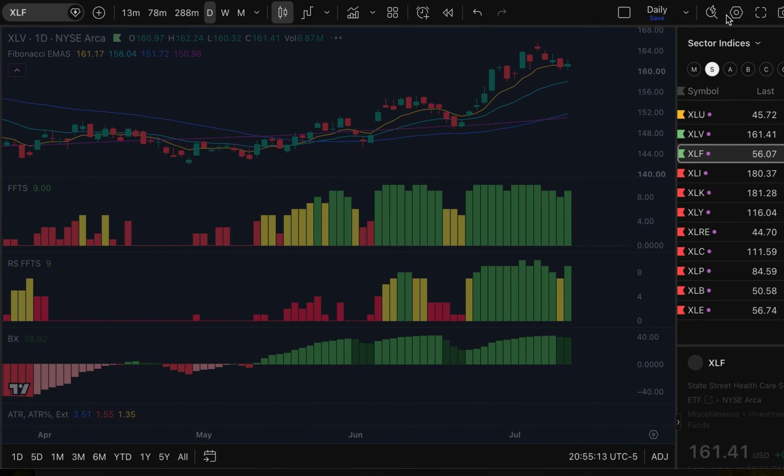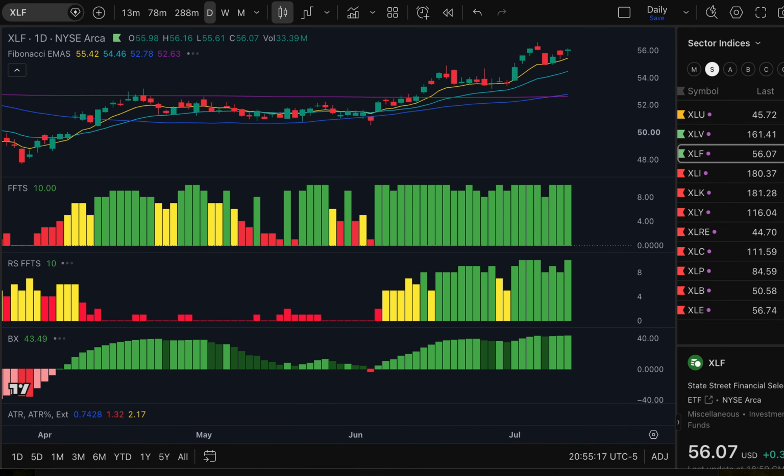And the next is the financial sector, XLF. This is the best looking sector right now. 10 out of 10 on the trend stack and relative strength trend, and the momentum is positive and increasing.